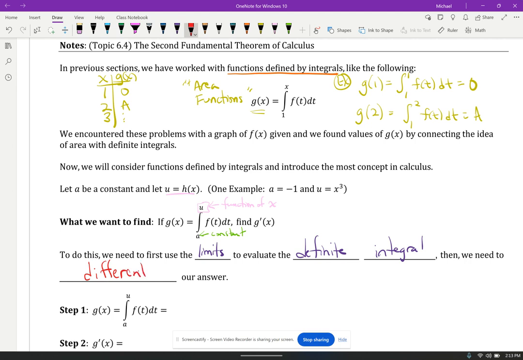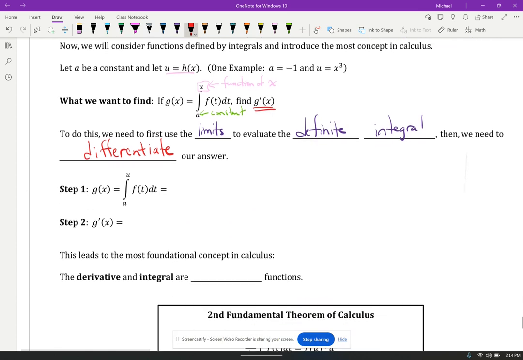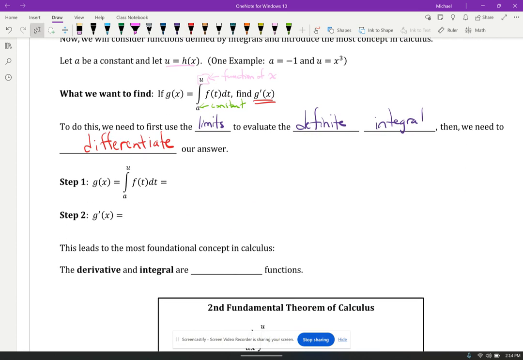Why are we going to differentiate the answer? Because we're looking for g prime. So we're going to take the integral by using the first part of the fundamental theorem, and then we're going to take the derivative, because that's going to get us what we want. We want to find g prime, but we need to rewrite or evaluate g of x using this definite integral so that I can take the derivative. So how do we do that? With part one of the fundamental theorem.